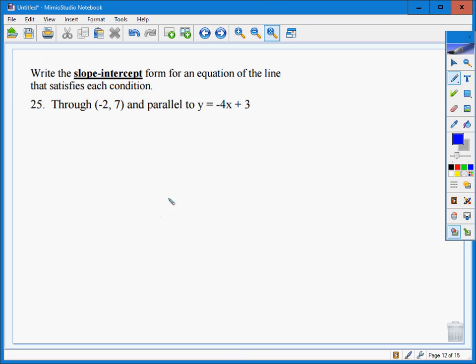Write the slope-intercept form of this equation. They gave me an equation of a line that has a slope of -4. To be parallel, it would also have to have a slope of -4. They did not give me b of my new line, but they did give me an ordered pair, (-2, 7). -2 and 7 represent an x and a y.